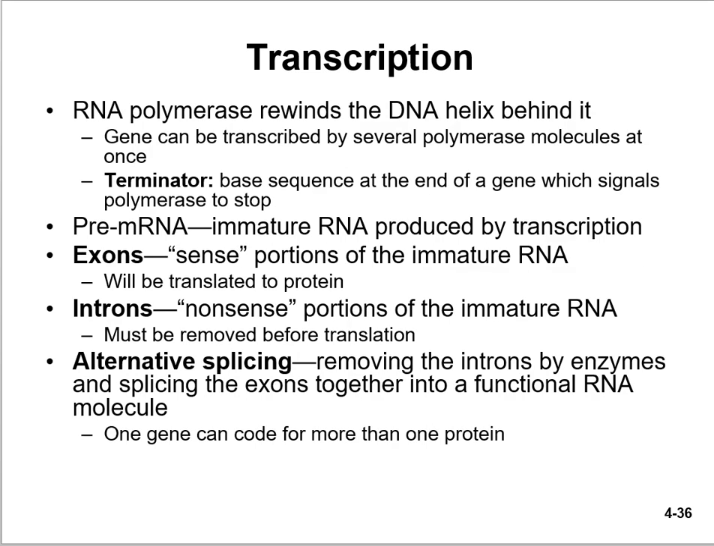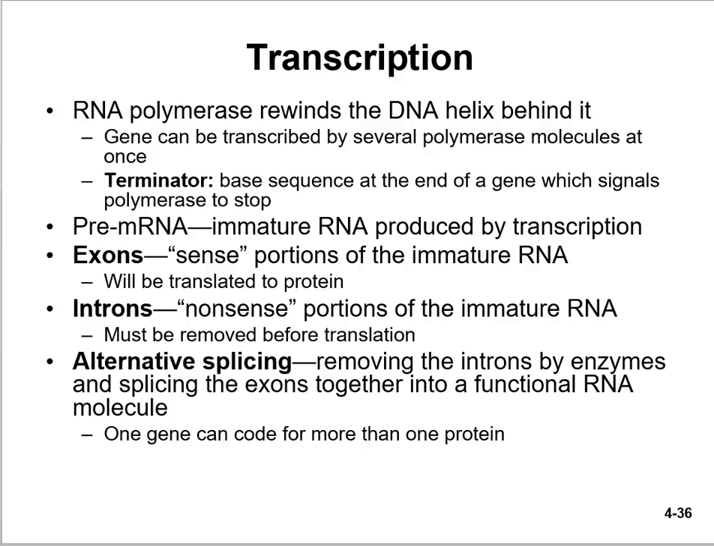RNA polymerase then can rewind the DNA helix back up behind it, and we can say our gene has been transcribed by several polymerase molecules at once. The terminator is the base sequence at the end of the gene that signals polymerase to stop. The pre-mRNA is then made. So we now have a strand of immature mRNA produced by transcription, but we're going to have to do some modifications to it before we send it out to the ribosome.